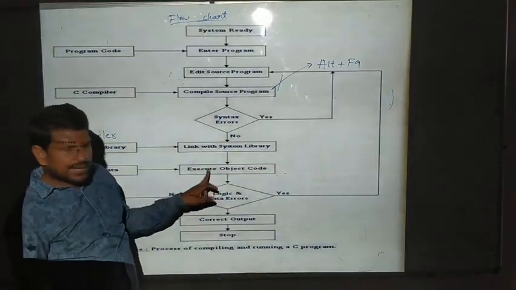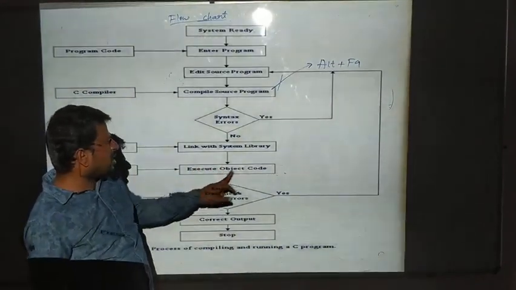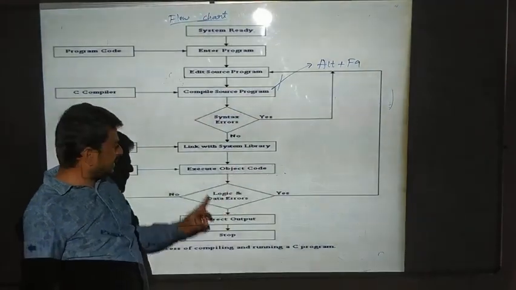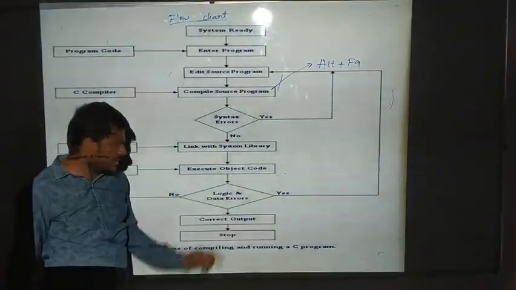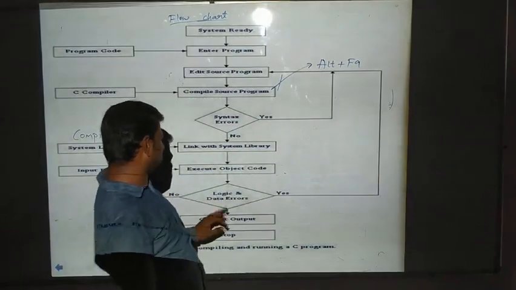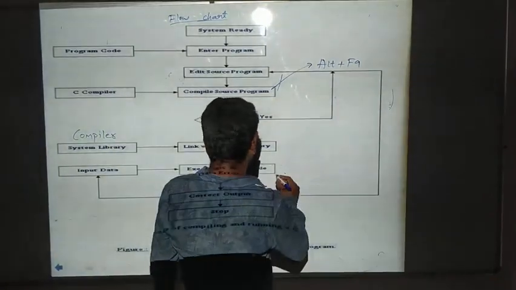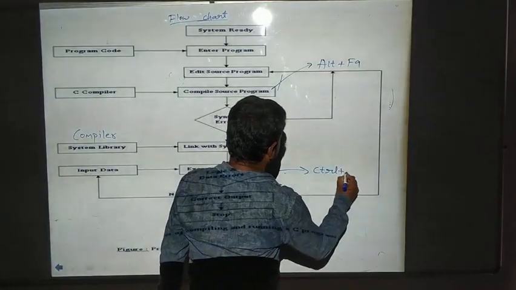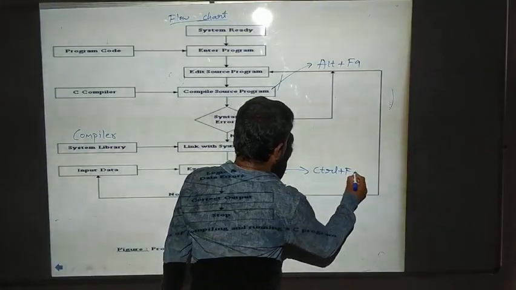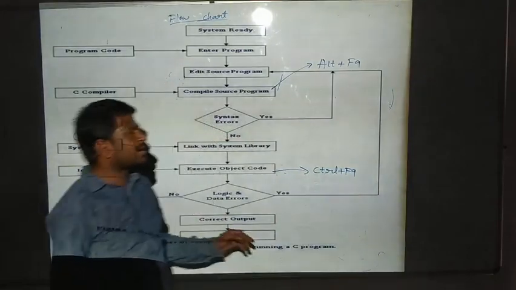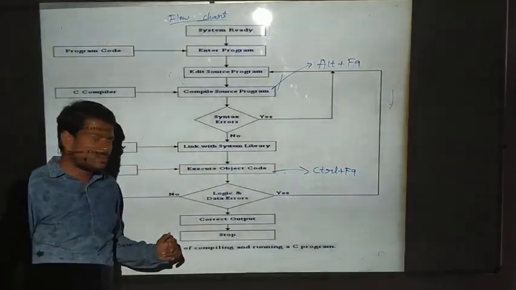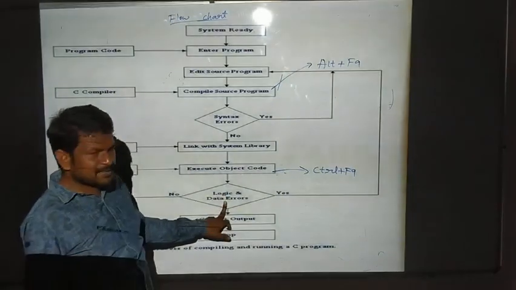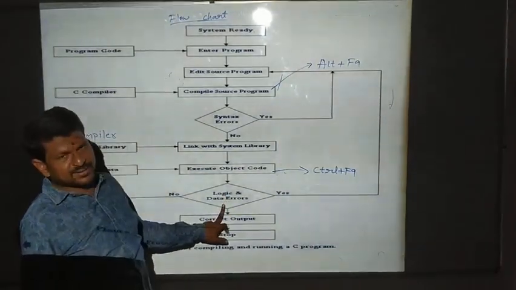After that, the program will be executed as object code. Here it converts it to object code. The object code will be executed. After executing the object code, how will it be executed? Control plus F9. These are the shortcut keys we will use when we are compiling and executing the C program in our lab. If there are any errors, that means logical and data errors are there.